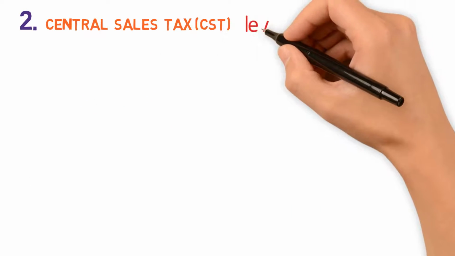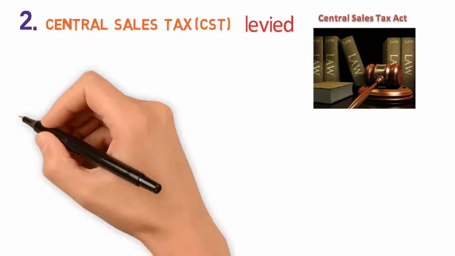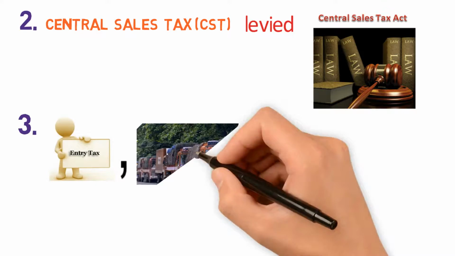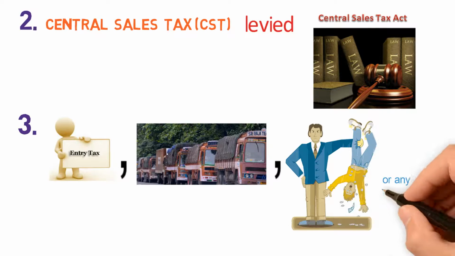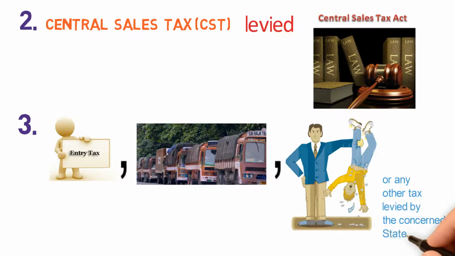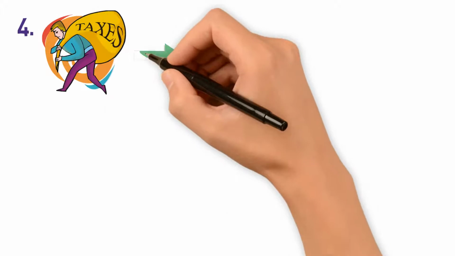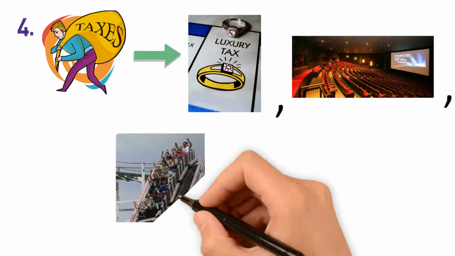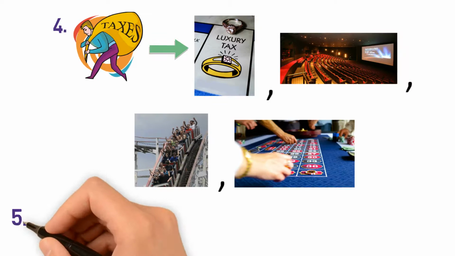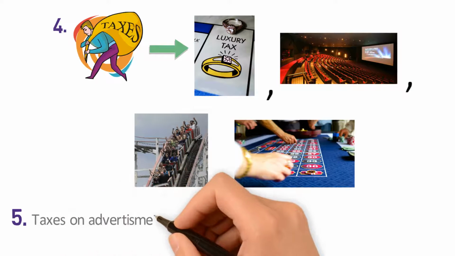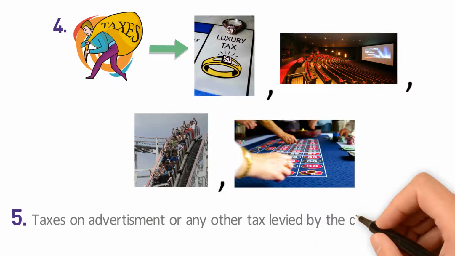Second, central sales tax levied by the Central Sales Tax Act. Third, entry tax, octroi, local body tax or any other tax levied by the concerned state. Fourth, taxes on luxuries including taxes on entertainment, amusements, betting and gambling. Fifth, taxes on advertisement or any other tax levied by the concerned state.